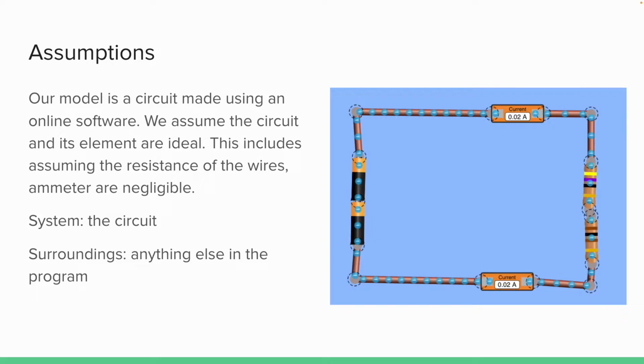So the main assumptions we're making in this experiment is that the circuit we're building is ideal, so we can ignore the resistance of the wires and ammeter. They're essentially negligible, and the system is our circuit, and since we are doing this in an online program, we can assume that our circuit is ideal.